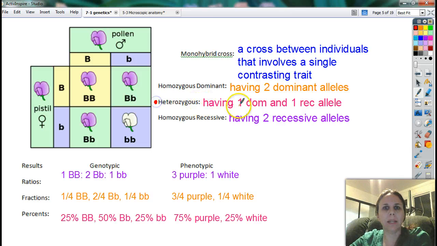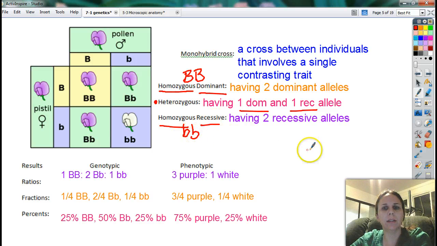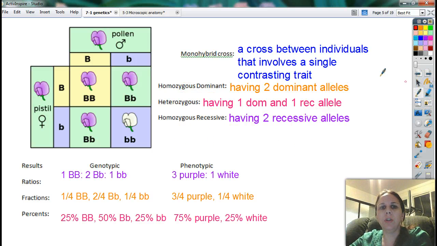Heterozygous means that you have one dominant and one recessive allele. Now sometimes your crosses will have two bigs, and if it's two bigs, well then we call it homozygous dominant. Homozygous means the same, dominant means the two bigs, two of the same. And then you can have two littles, which we call homozygous recessive. So again, homozygous means the same, recessive means the lowercase letter. So you can do Punnett squares with any of these three and it'll give you all sorts of different outcomes.